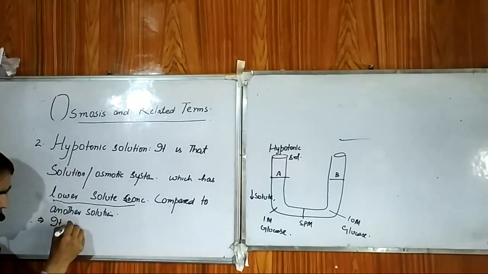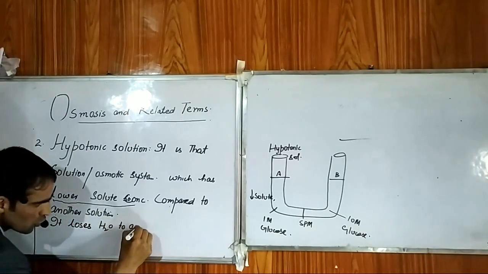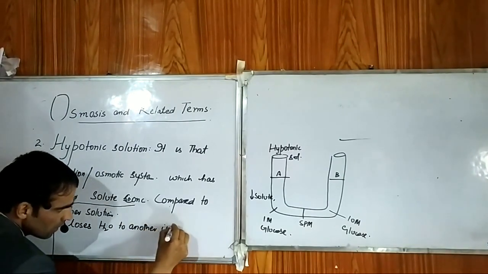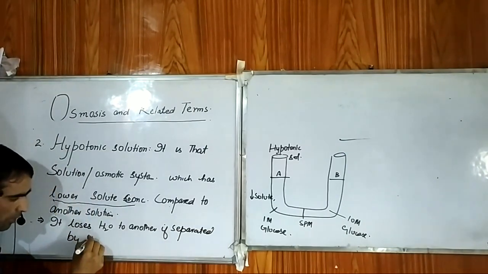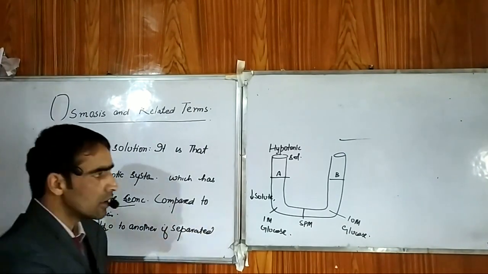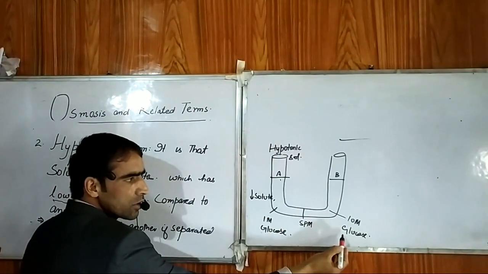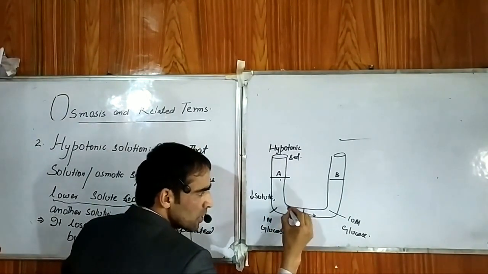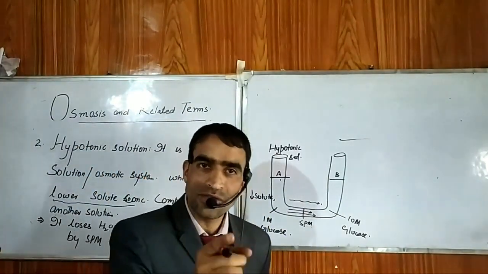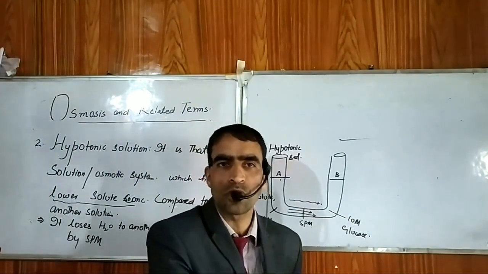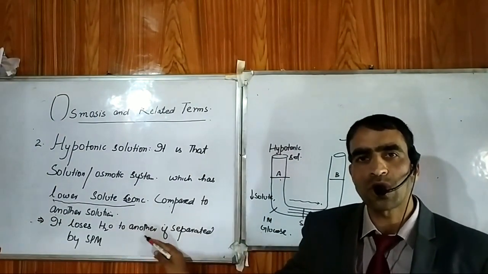It loses water to another solution if separated by semi-permeable membrane. Simply यहां पे है. This is a hypotonic solution. This is another solution. Low solutes, more solutes. Whenever osmosis occurs, it is always from A towards B. So A ने लॉस किया है वाटर towards B. A हाइपोटोनिक है. इसलिए आपको मैंने बताया है जो हाइपोटोनिक सोल्यूशन होती है it loses water to another solution.